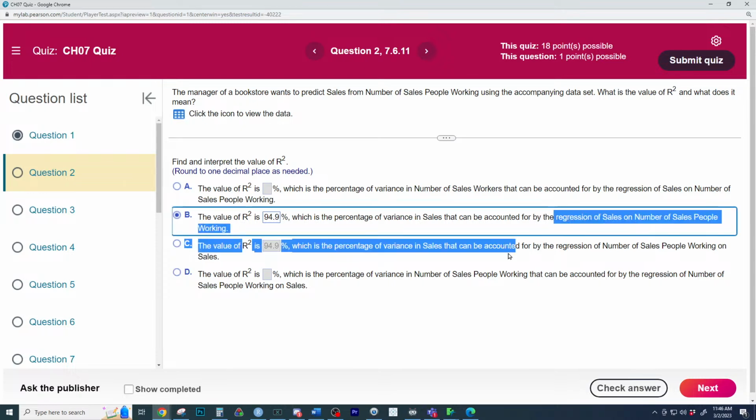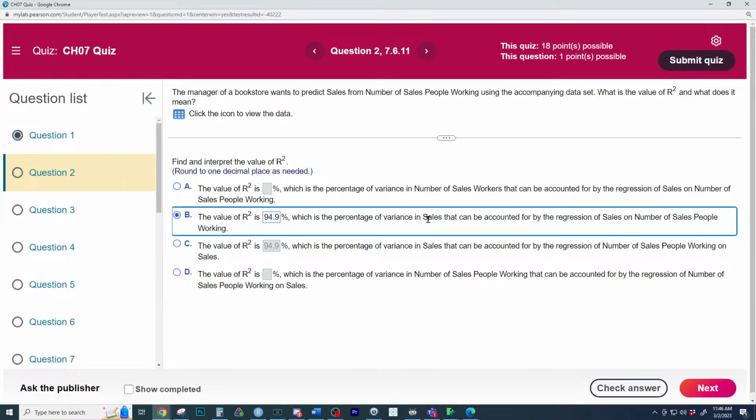The last bit is a little bit mathy, that we regress Y on X, but we prefer to say 93.6% of the variation in sales is explained by the variation in workers. So pretty good right there.